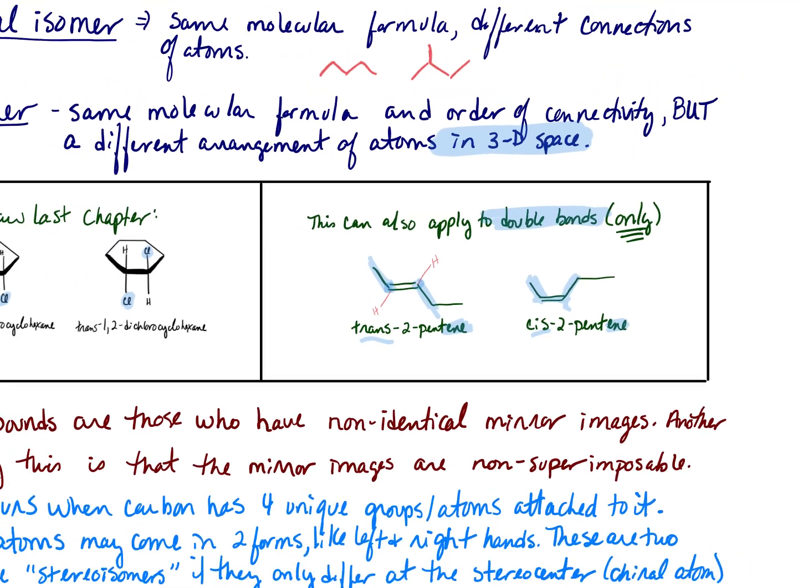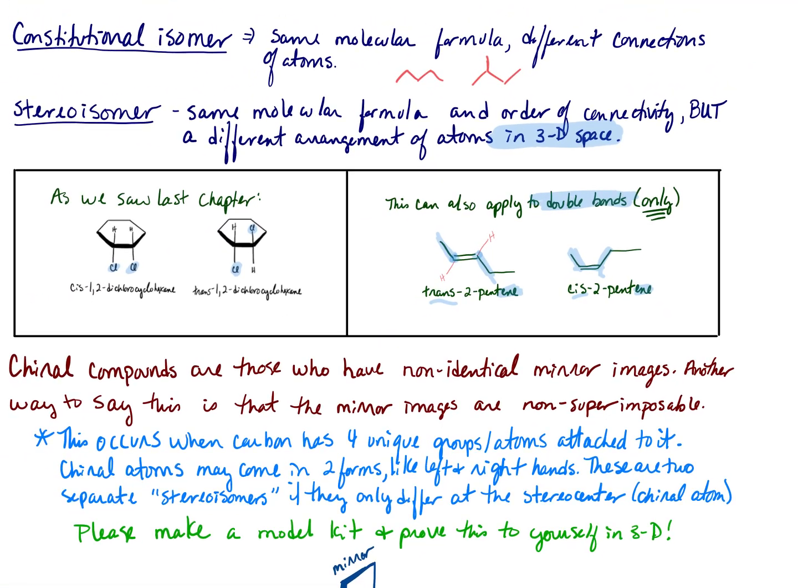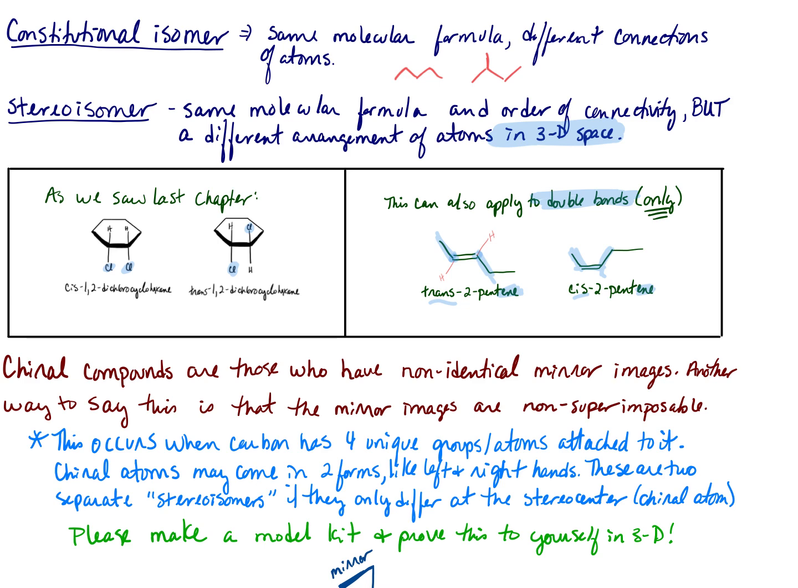So let's go back and start looking at what else this term stereoisomer can mean. Let me give you some basic information here first. We can call things a stereoisomer, or another word that's often used is the term chiral. Well, chiral can be a chiral center, or you can have a chiral compound. Chiral compounds are those that have non-identical mirror images.